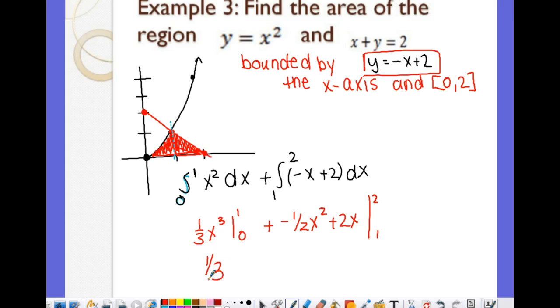See it, 1/3, right? Minus 0. Plus 2 squared, which is 4. 4 divided by 2 is 2, but it's negative. Plus 2 times 2, which is 4. Minus negative 1/2 plus 2. You lost some signs, didn't you? Your negative distributes, so that becomes a positive, this becomes a negative. Negative 2 and 4 cancel out, so you get 1/3 plus 1/2, which is 5/6.